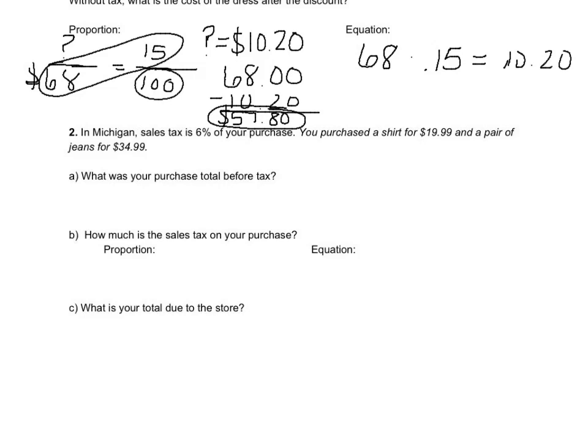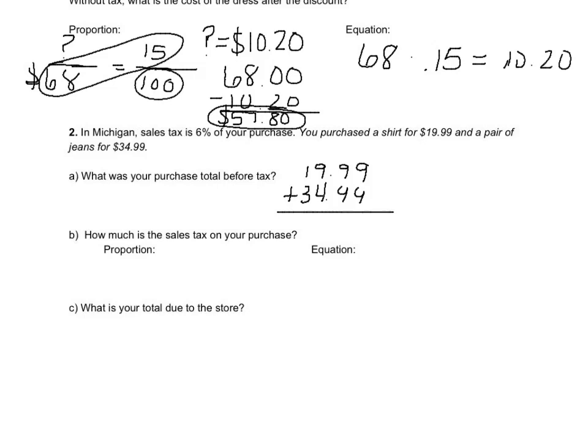What was your purchase total before tax? In this question, I'm trying to break it down step by step of what you would have to do. In order to find your total purchase, we would need to add up the items that we're purchasing: the shirt and the pair of jeans.